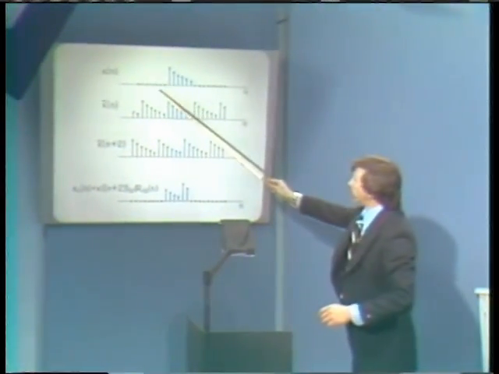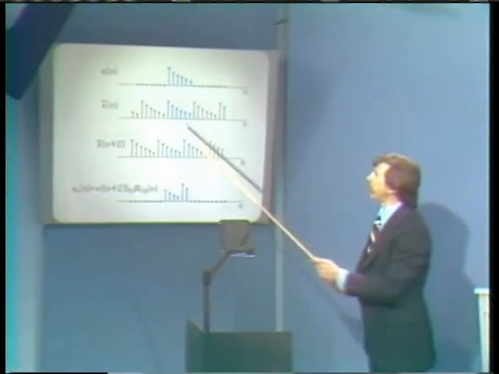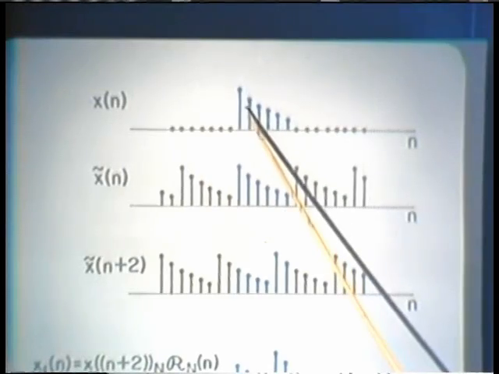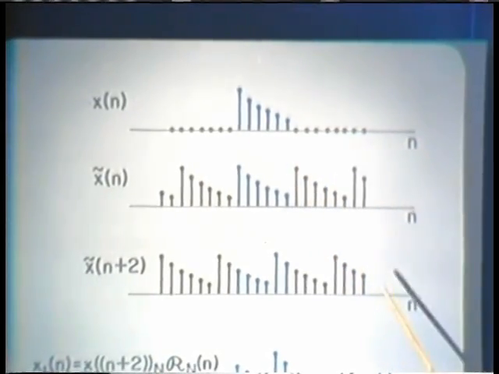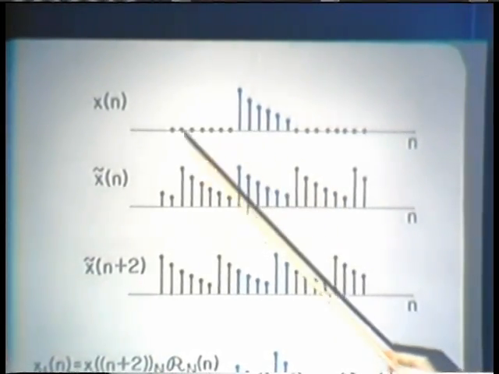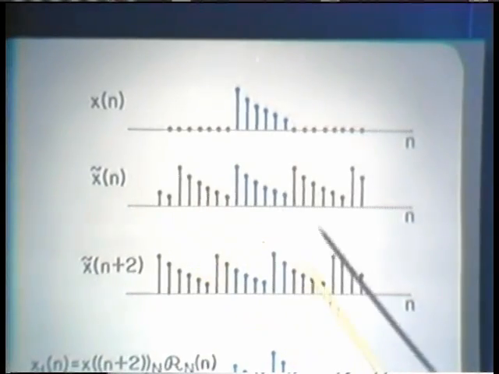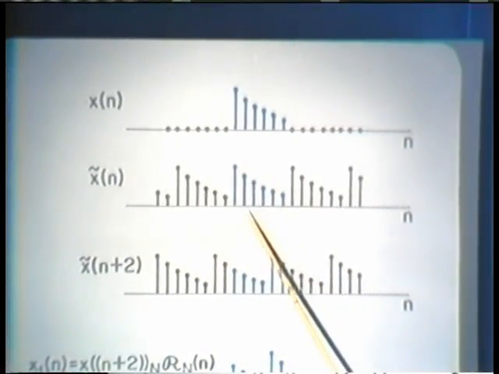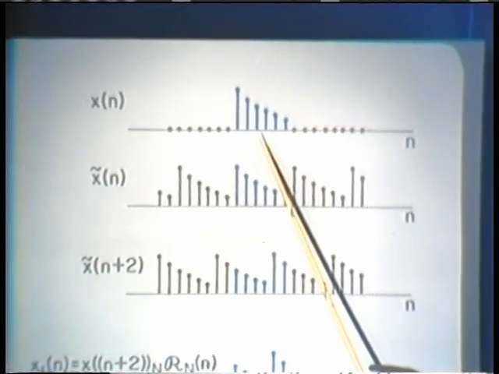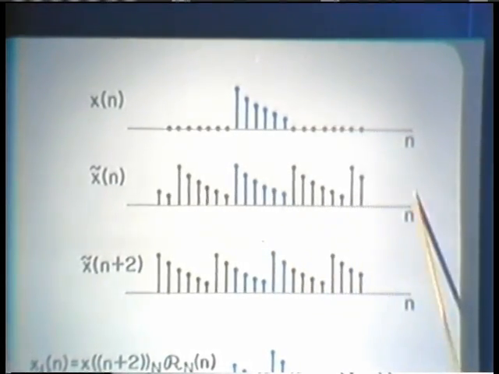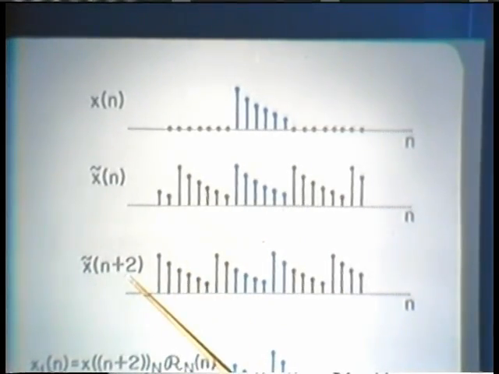Here I have a sequence x of n, which is a finite length. So it's non-zero only in the region of the blue values. And to generate the shifted, quote, shifted version of x of n, we first generated the periodic sequence, x tilde of n. And so this is the periodic replica or equivalent of this finite length sequence. So we simply have this period repeated over here, repeated there, etc. It was this sequence that we shift.